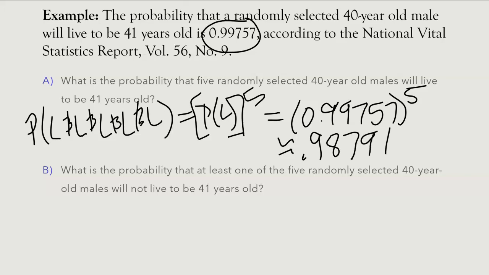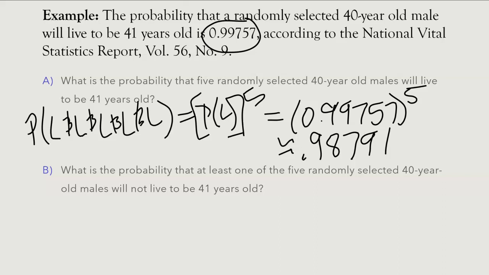So the probability that 5 randomly selected 40-year-old males will live to be 41 is 0.98791, which is pretty high. That's like a 99% chance that all 5 of them will live to be 41.